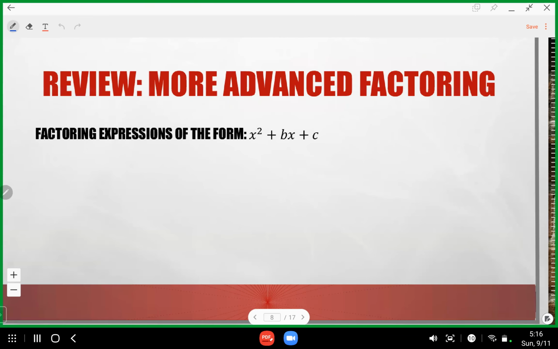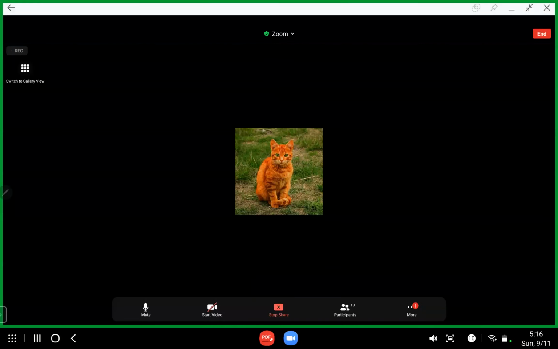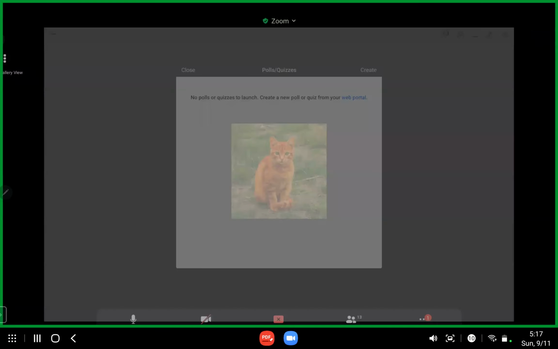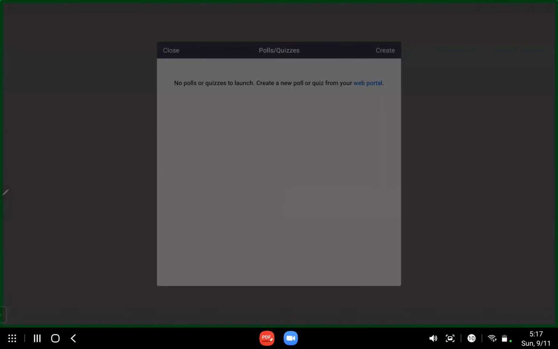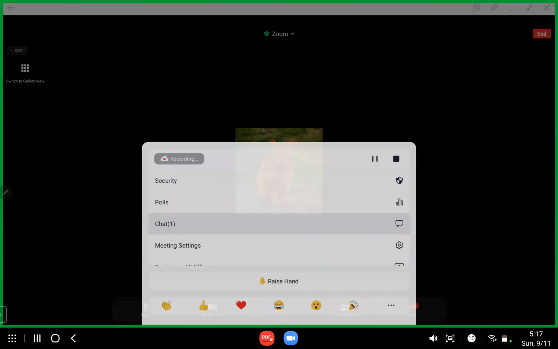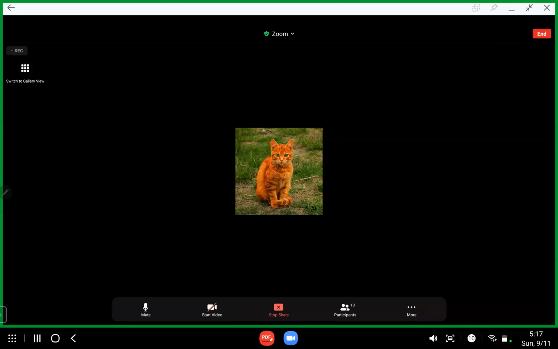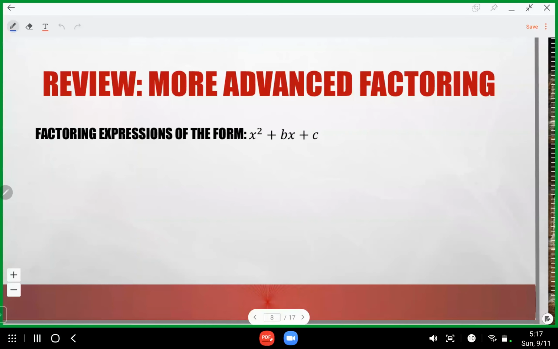All right, so let's review what we did on this type of factoring form: x squared plus bx plus c. Who knows how to factor this? What do you need to do to factor this? Who knows what you need to do?